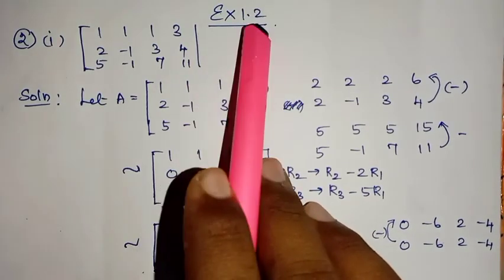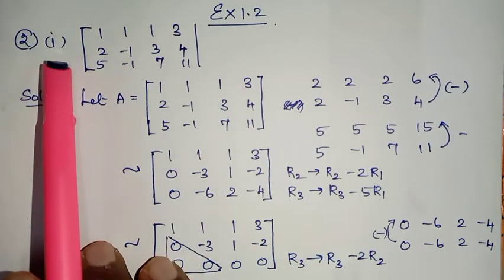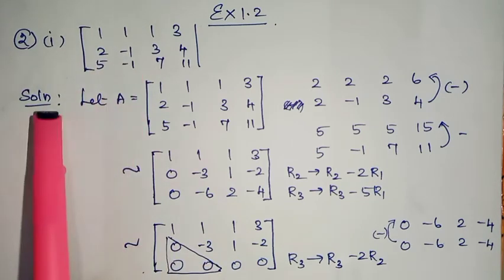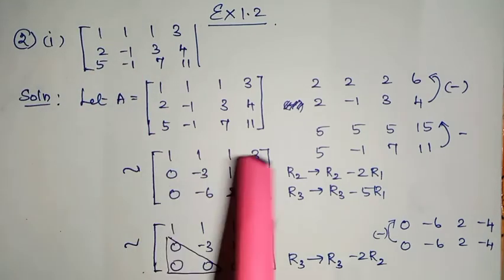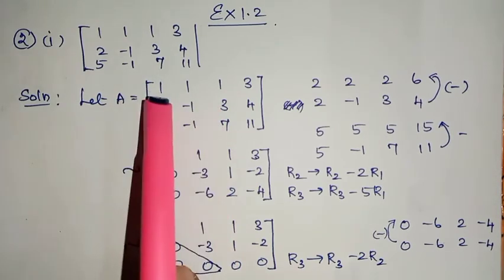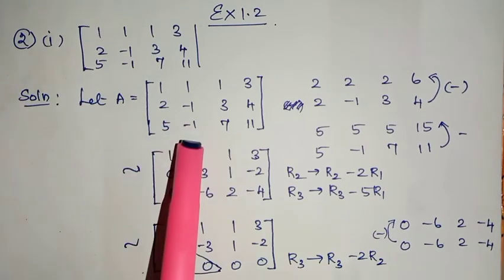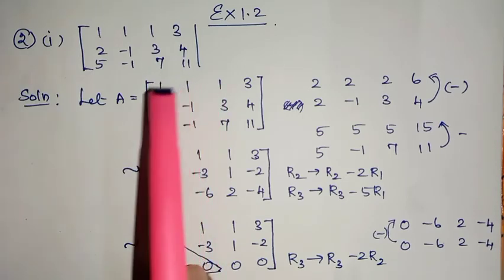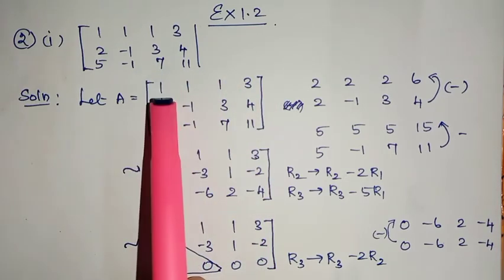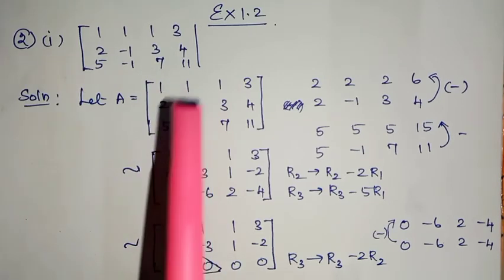Now exercise 1.1, sum number 2, subdivision 1. Using the row reduction method, we are going to find the rank of the matrix. The given matrix is this; name this as A. Now what is our main goal? This is the main diagonal. The elements are 1, minus 1, 7. So we have to change this to 5 and minus 1 into what? 0. So first change the first row. The first element is 1. It's already 1. Now using that 1, you have to change this 2 to 0 and 5 to 0.